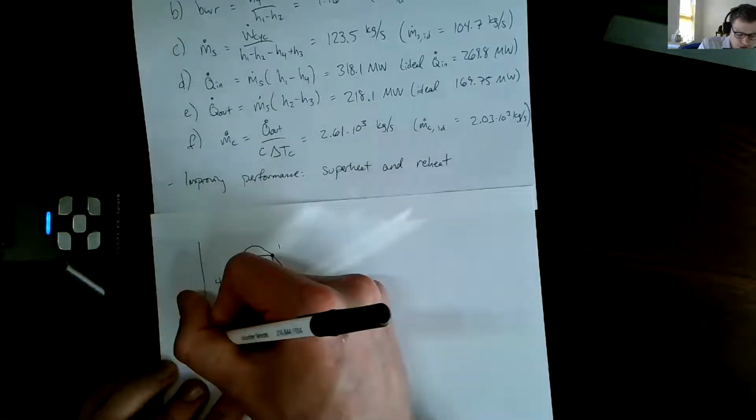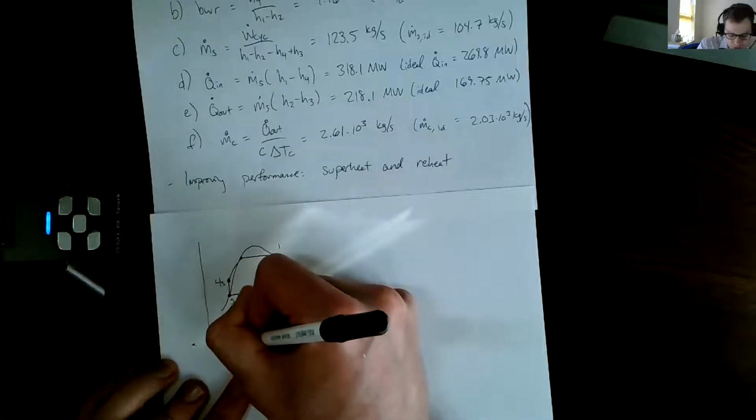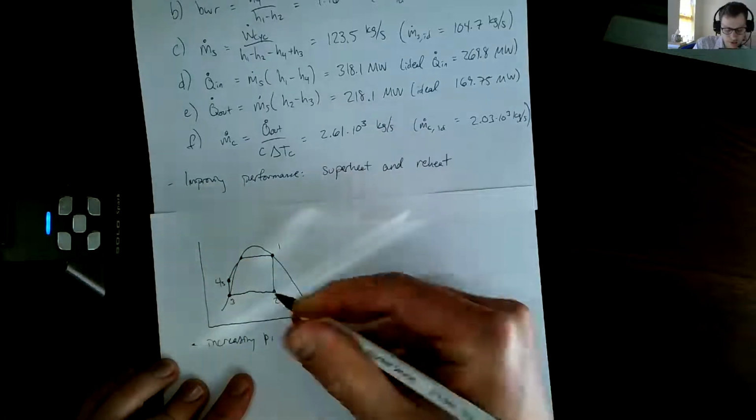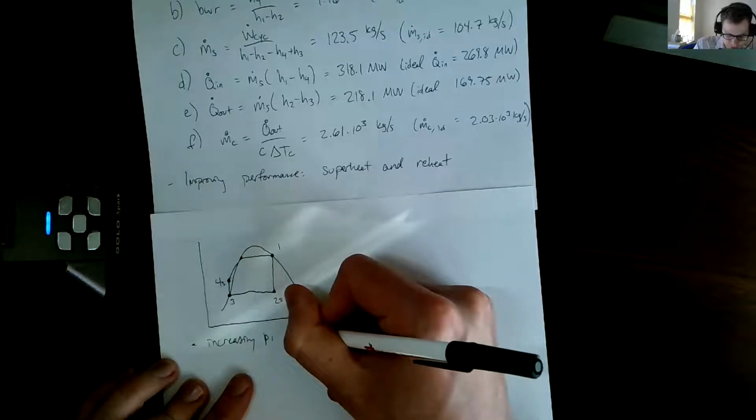So we saw before that increasing P1, the boiler pressure, boosts efficiency.